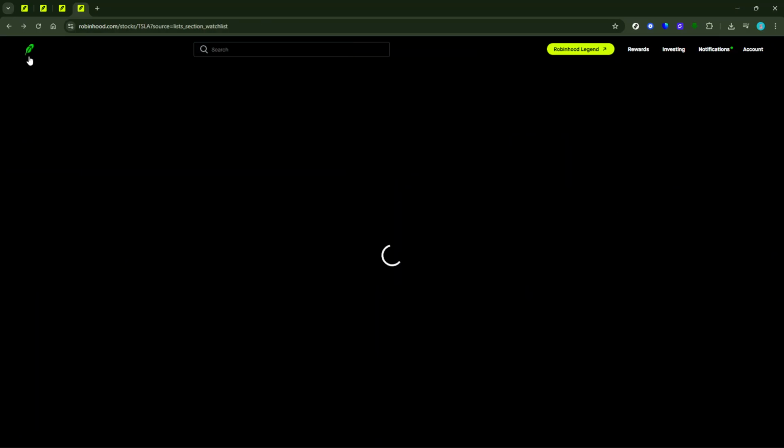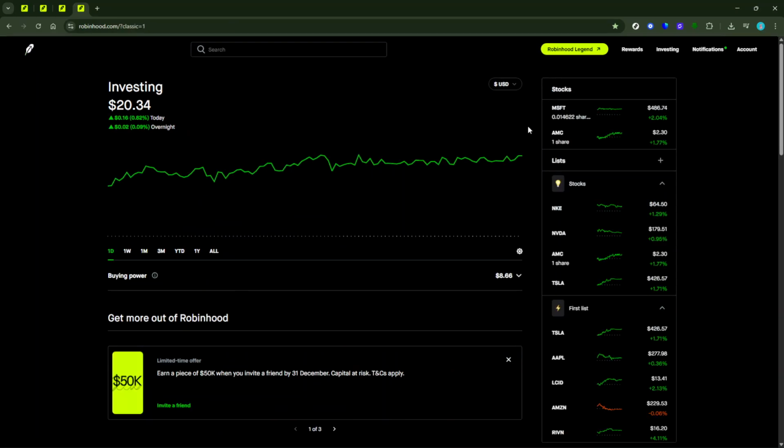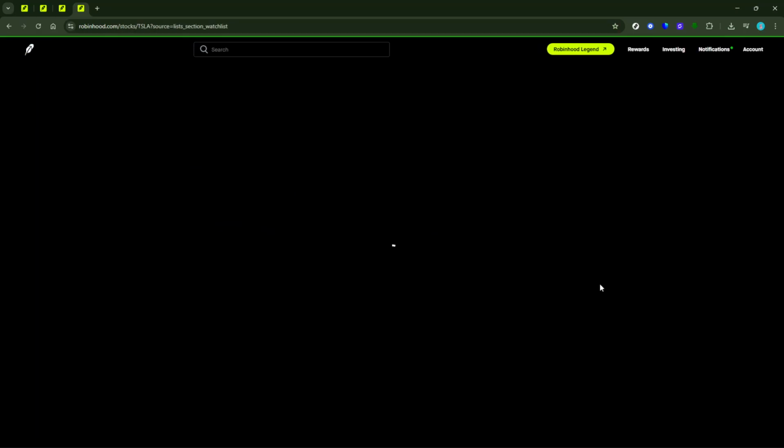Just like when you bought the stock, enter the number of shares you wish to sell and choose between a market order or a limit order, depending on whether you want the sale to happen instantly or only at a specific price. Finally, after reviewing your order one last time, click Submit to complete your trade.